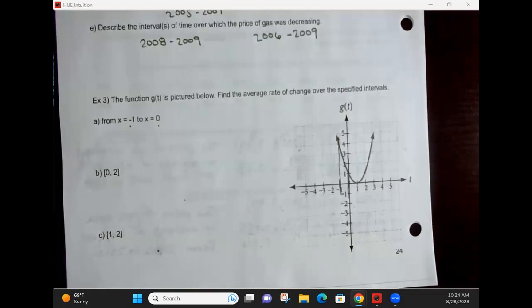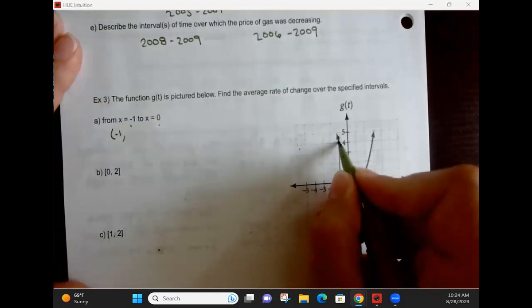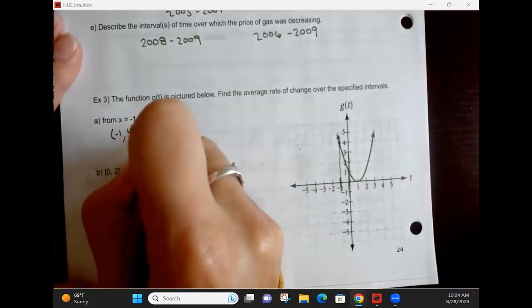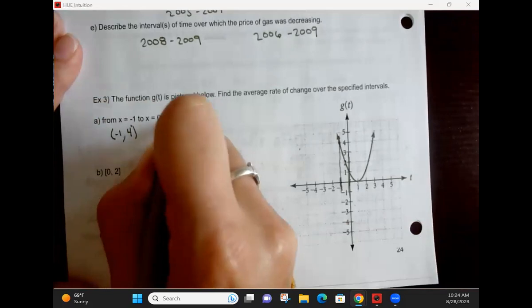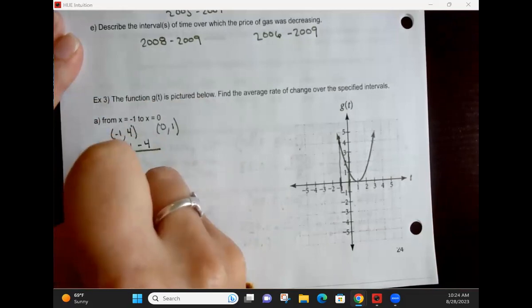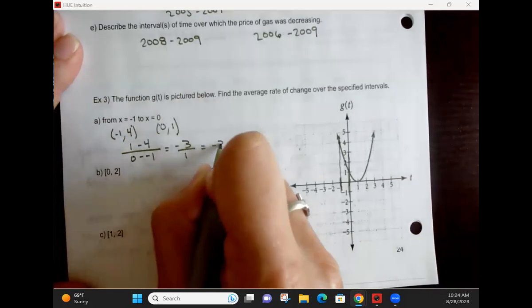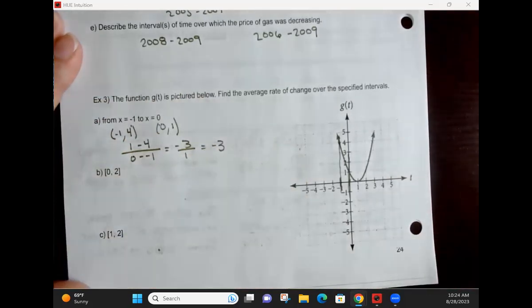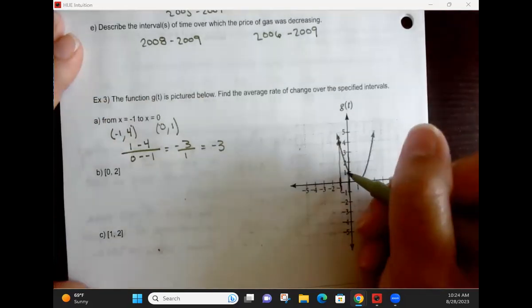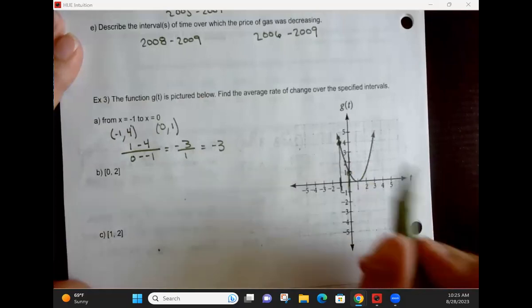I'm going to go ahead and find those points and calculate it like slope. So from -1, our y value is 4. When x is 0, our y value is 1. So if I calculate this as slope, this would be 1 minus 4 over 0 minus -1. So -3 over 1 or negative 3. Okay, from this point to this point, my average rate of change is negative 3. Average rate of change is negative, my graph is decreasing.